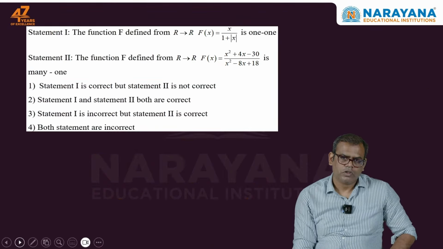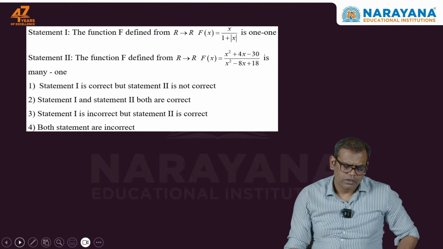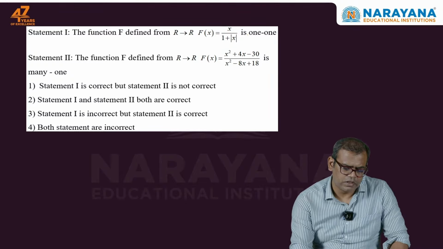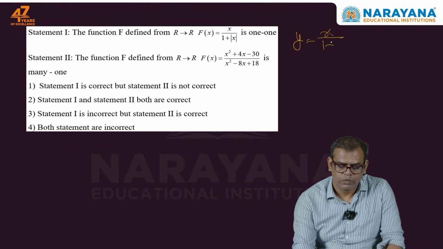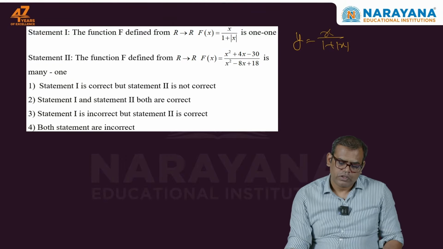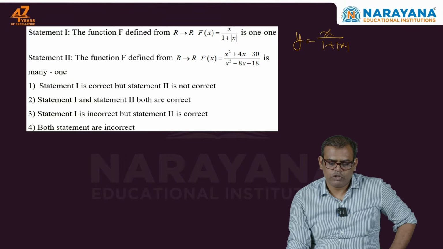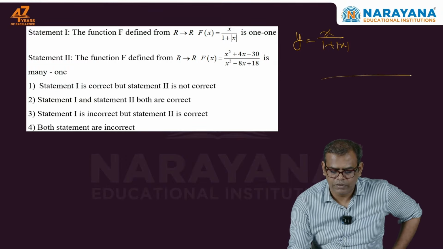This is a very well-known concept, which came earlier in IIT JEE also, right? So the first function: plot the graph of y equals x by 1 plus modulus of x, in the real numbers. The domain is the real numbers because the denominator is never 0. And this is a rational function. The denominator is also a linear polynomial, but the modulus is there, so it is always defined.